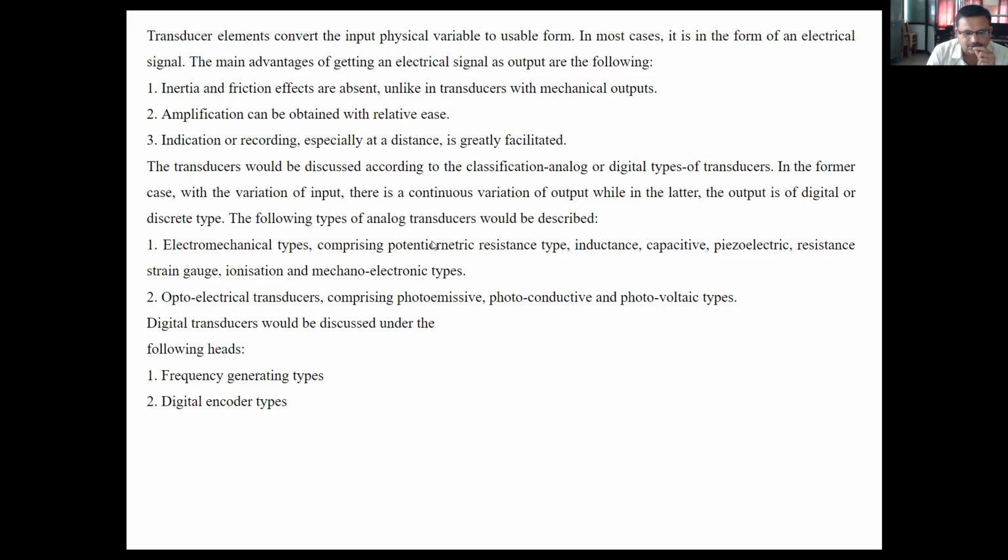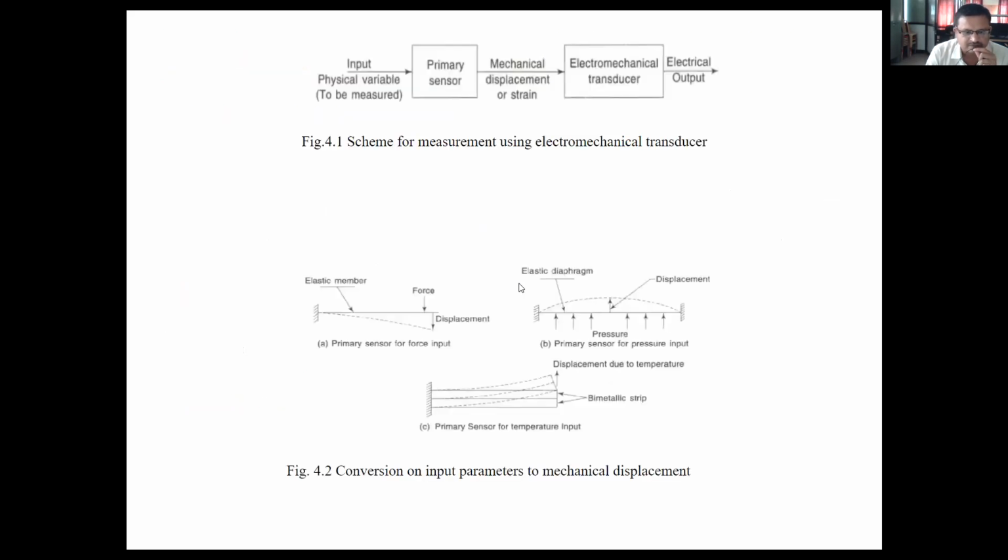First, electromechanical types comprising potentiometric resistance type, inductance, capacitive, piezoelectric, resistance, strain gauge, ionization, and mechanoelectronic types. Second, optoelectrical transducers comprising photoemissive, photoconductive, and photovoltaic types. Digital transducers would be discussed under the following heads: frequency generating types, digital encoder types.